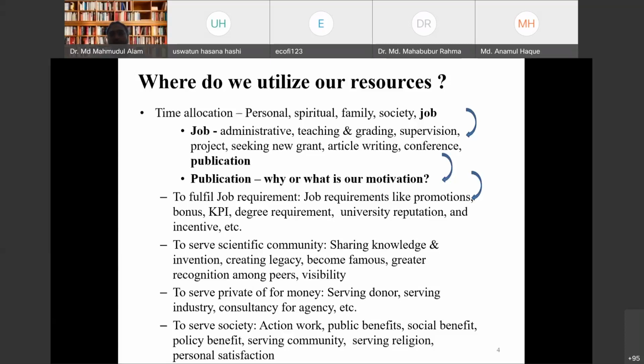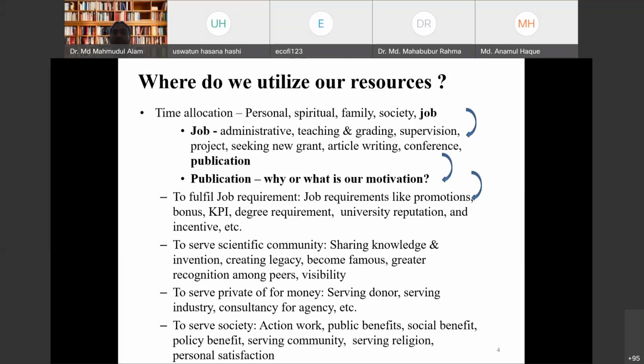And then if we proceed further, comes the contribution to the scientific community. I try to share my knowledge with my colleagues, or I try to invent something new, and I want to create a legacy of my knowledge. People will remember me, or I want to become famous among the community, among the peer group, in my scientific community. I want greater recognition, and people will know me, my visibility will increase, I'll become famous, like this.